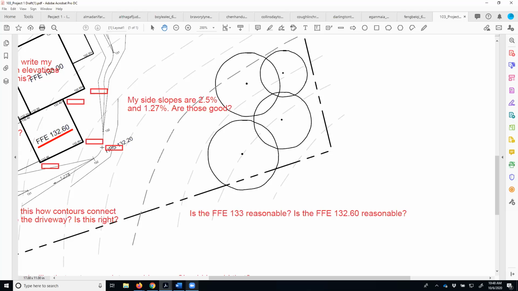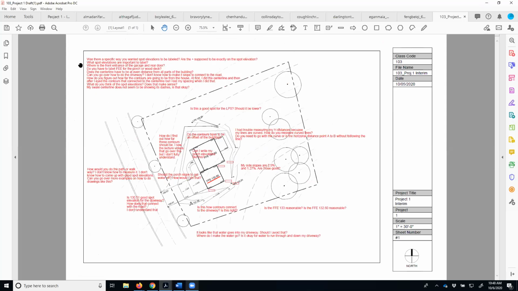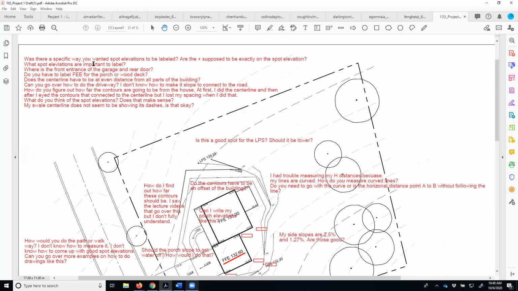Why is that window open? So let's go back up. What spot elevations are important to label? All of them. Great question. All of them. All corners, all changes of slope, all changes of material.